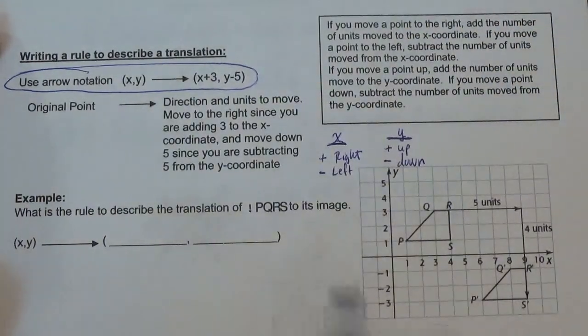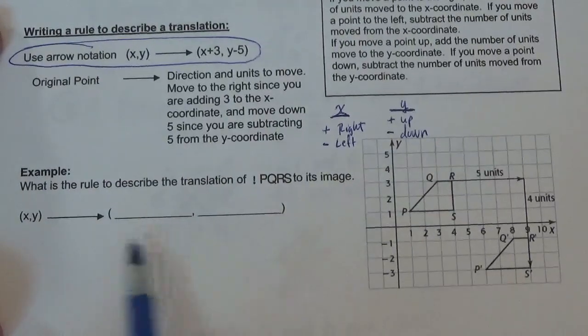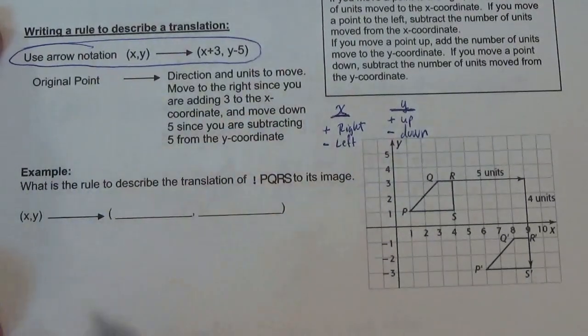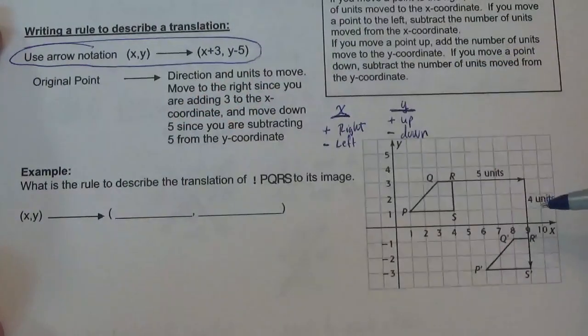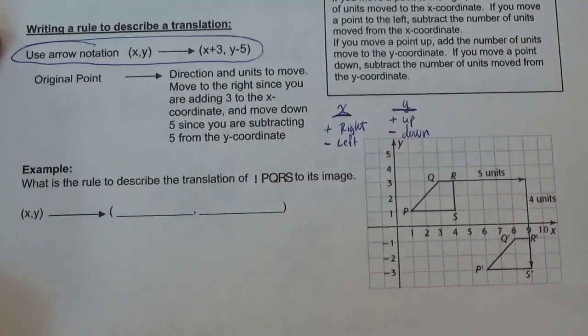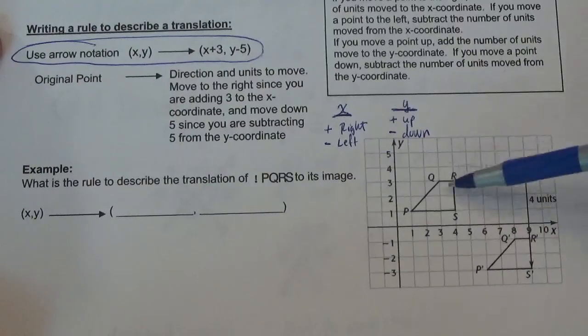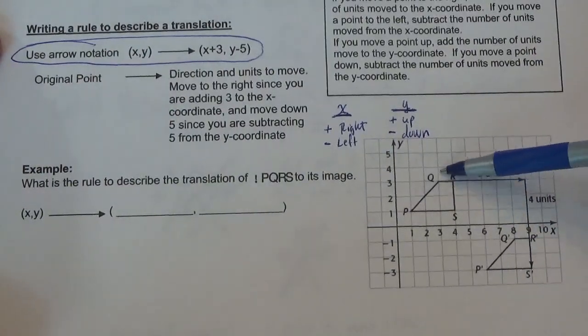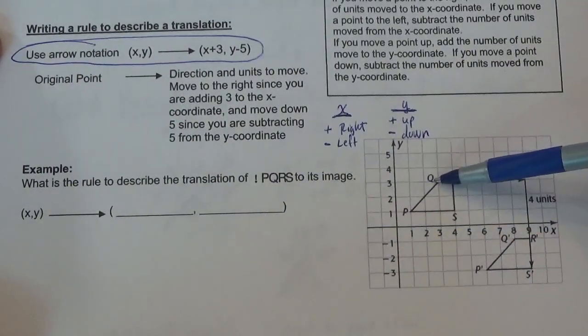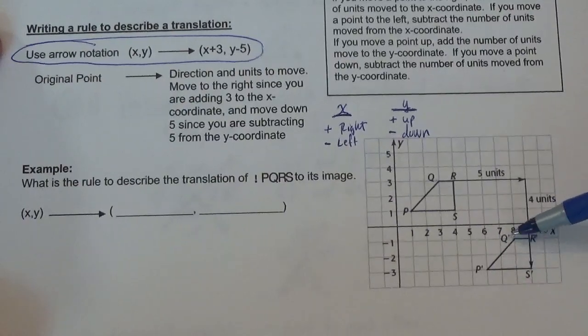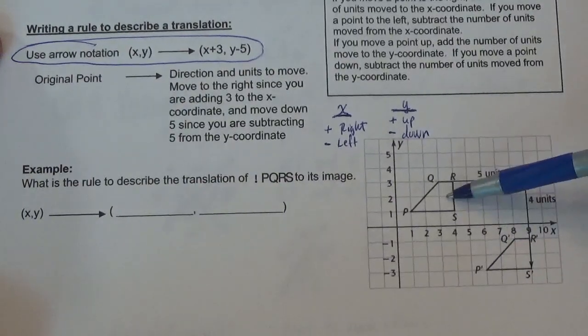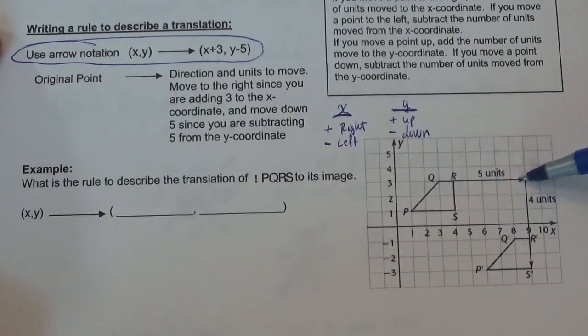All right, so now they're giving us a picture, and they want us to come up with the arrow notation. They started it for us. So what's happening here? Now you have to know which image is the first one. So it's all about the primes. The original is always going to have just a letter. The image is going to have the primes on it. So this is telling us here, 5 right, 4 down. Every single point is doing that.